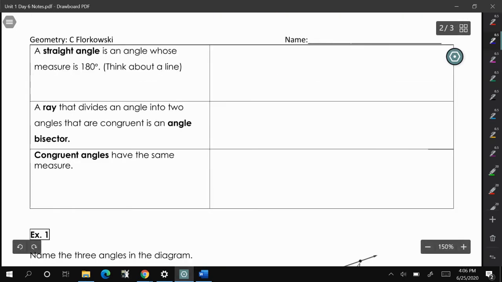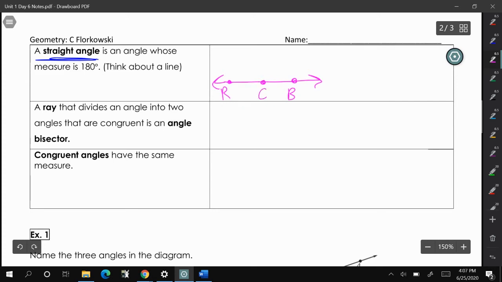Sometimes we will have something called straight angles. And what that is, it's when an angle measures exactly 180 degrees. So think about a line. A line is 180 degrees. So that is what a straight angle would be. So if we had this, RGB.